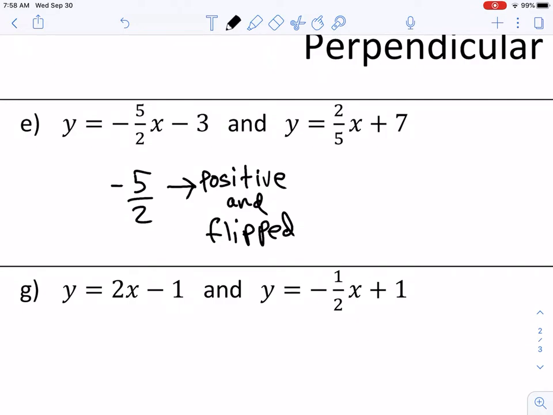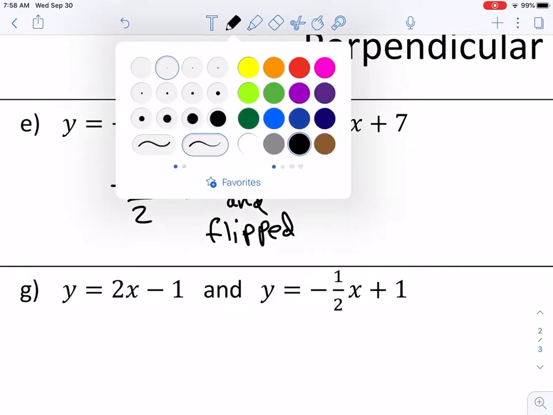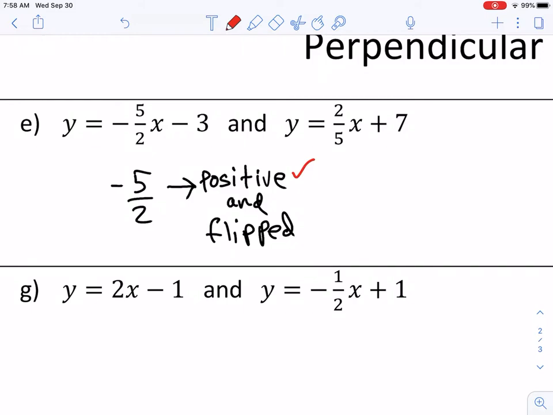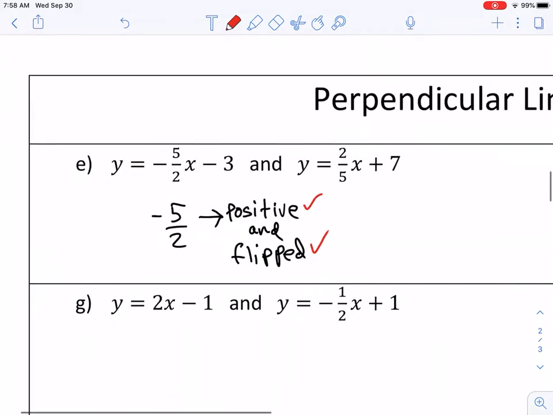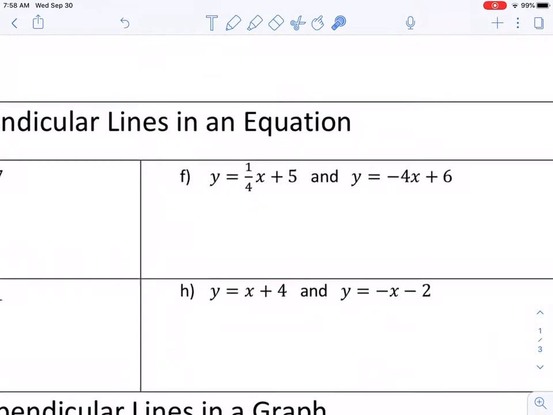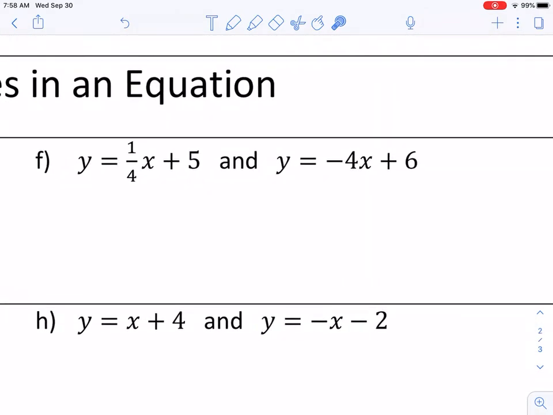So we're going to check that over here. We have positive, so that checks out. So it's positive, and it's flipped over. So we have 2/5. So these would be perpendicular lines. We can tell from the equation by looking at the slope. They need to be the opposite sign and flipped. So again, in F we have 1/4.